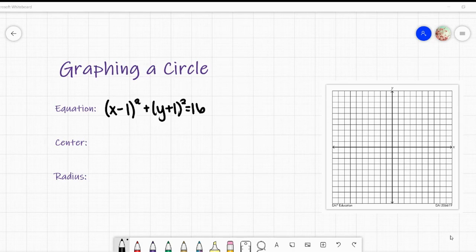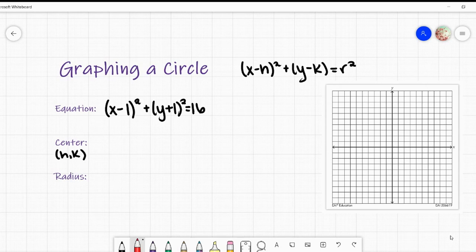We have another example. We have (x minus 1) squared plus (y plus 1) squared equals 16. So I'll write it one more time just so you guys can remember. This is our standard form of a circle's equation. So again, our center is going to be h, k. But remember, we have a minus sign here, so it'll be flipped. We'll have 1, and then this is also a minus sign. Let's just recall. So this will be 1, negative 1 for our center.